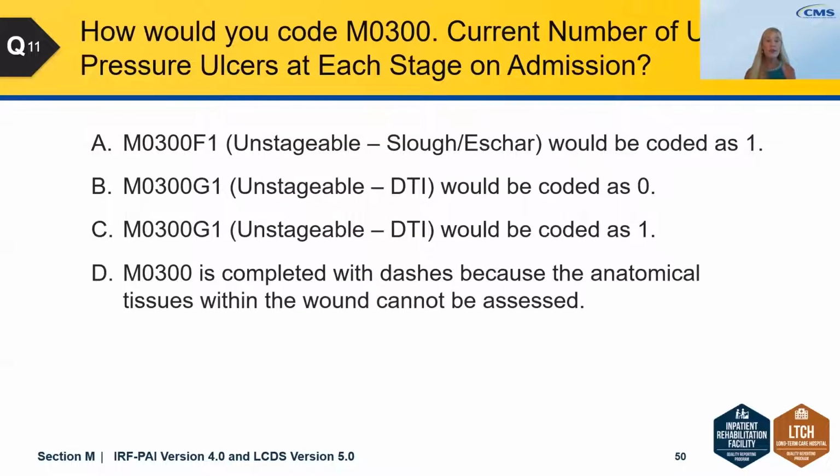So the first question is, how would you code MO300 on admission? Would it be MO300F1, unstageable due to slough or eschar, coded as a 1? Would it be MO300G1, unstageable due to DTI, coded as a 0? MO300G1, unstageable due to DTI, coded as a 1? Or MO300 is completed with dashes because the anatomical tissues within the wound cannot be assessed. So take a few seconds and select the best answer for this question.